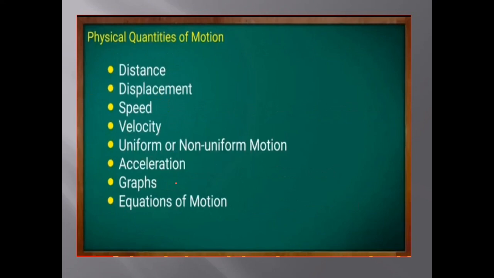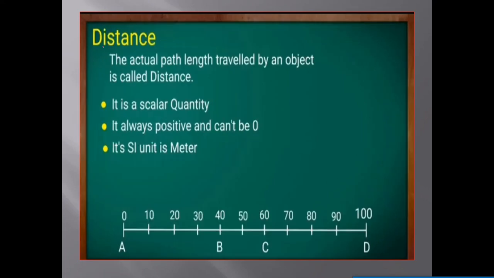Now, in this chapter, what are the physical quantities we are going to learn? The physical quantities we are learning are distance, displacement, speed, velocity, uniform or non-uniform motion, and acceleration. Then let's see the distance. The actual path length traveled by an object is called distance. We will understand this definition by taking an example.